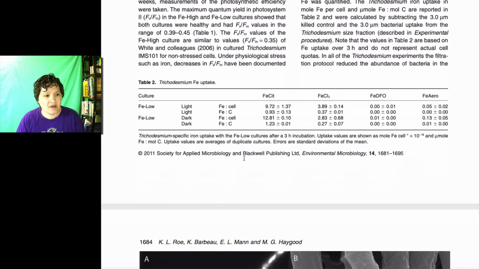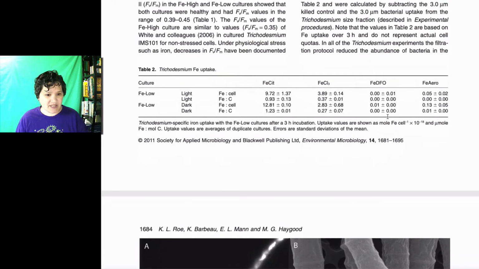We have the trichodesmium iron uptake for low iron in the light and low iron in the dark. Again, what are they comparing? FeCit, FeCl3, FeDFO, FeAero. What these are, are different sorts of iron compounds, iron citrate, iron chloride, etc. And these other 2 are bigger ligands that I don't remember the names of.